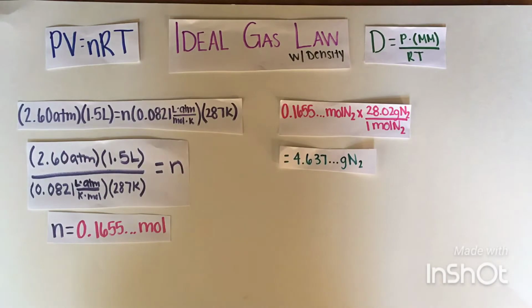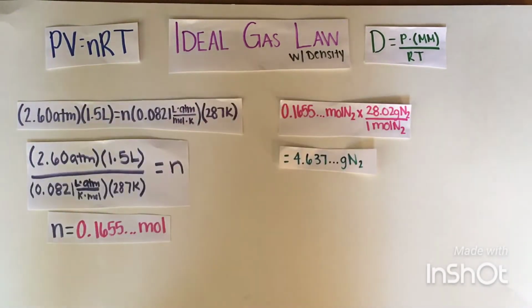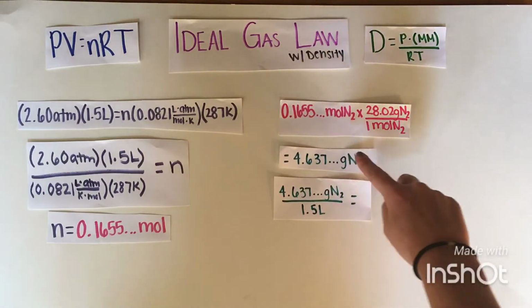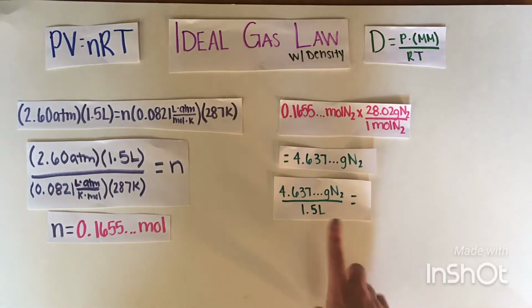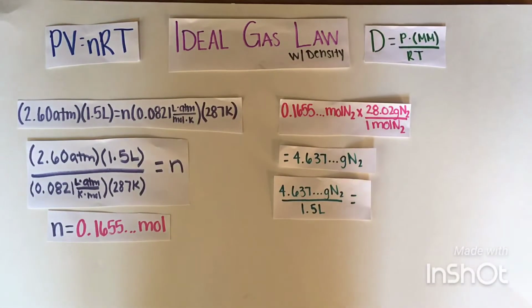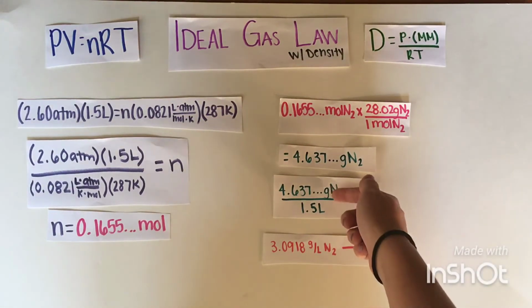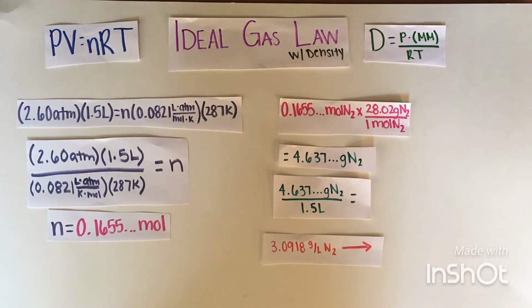Now, as I've said, to find density, you need grams over liters. Now, if you remember in the problem, it says that the liters is 1.5. So we're going to use that and take the number of grams and divide it by the liters. Now, when you do that, you will get 3.0918, and there'll be more numbers running, but I cut it off here because that's all we need. And then nothing cancels out, so you'll have grams over liters of nitrogen gas.